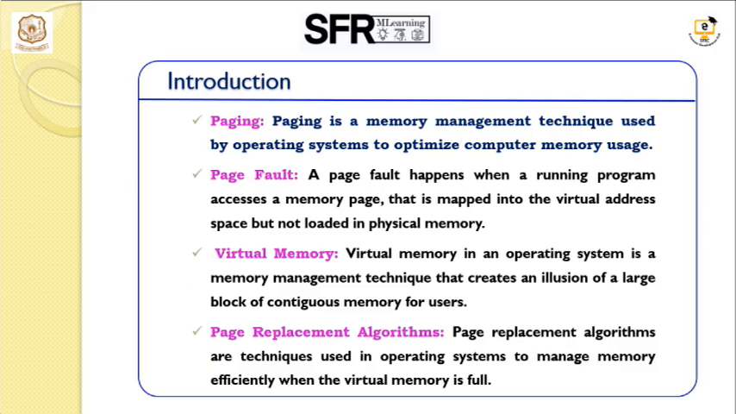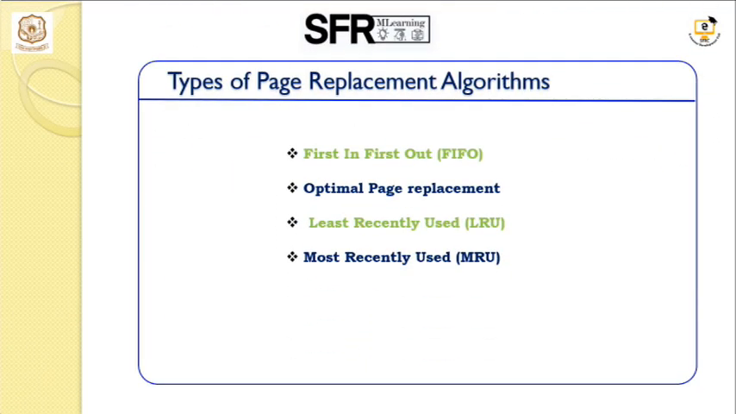So, why do we need page replacement algorithm? Page replacement algorithms are techniques which are used by operating systems to manage memory efficiently when the virtual memory is full. This is done with the help of 4 different types of page replacement algorithms. They are first in first out, optimal page replacement, least recently used page replacement algorithm and then most recently used page replacement algorithm. We are going to discuss in detail about the first 2 page replacement algorithms.